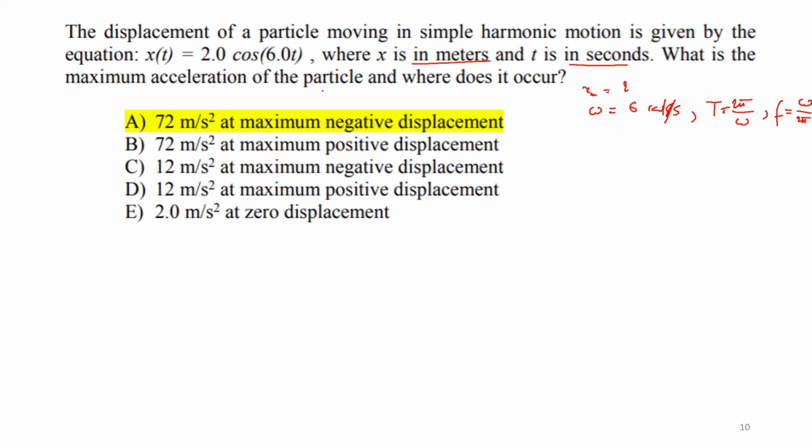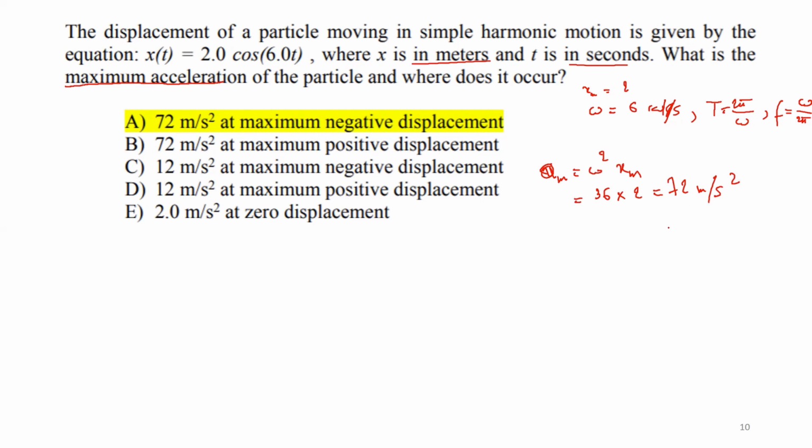So what is the maximum acceleration of the particle? Maximum acceleration, well, I'm talking about the magnitude, and where does it occur? So what you need to know is basically acceleration max is omega square x max. So it will be 36 multiplied by x max, which is 2. So 72 meters per second square. So this will be the maximum acceleration.